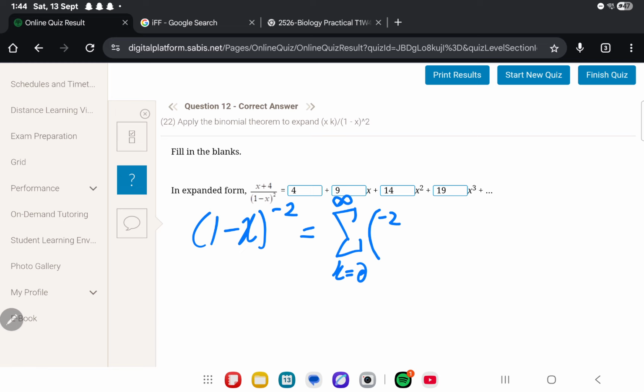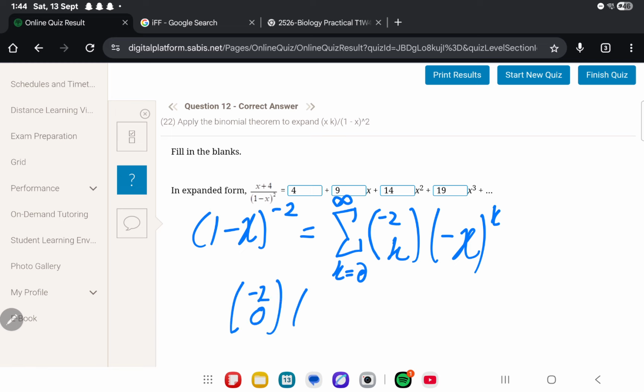Negative 2 choose k into negative x to the power of k. So we're only going to expand until the x cubed term. So negative 2 choose 0 into negative x to the power of 0 plus... actually, we have to expand until k equals 2. Or no, wait, we do have to expand until... never mind, ignore what I said.